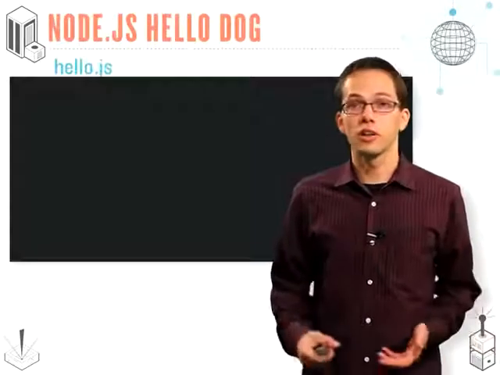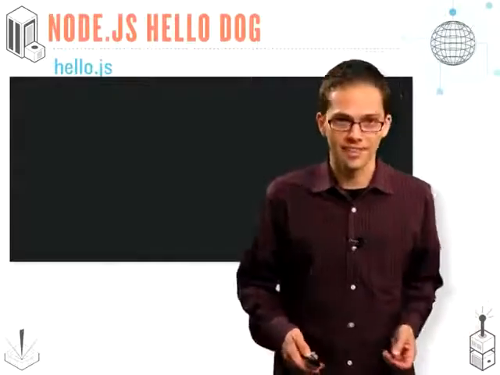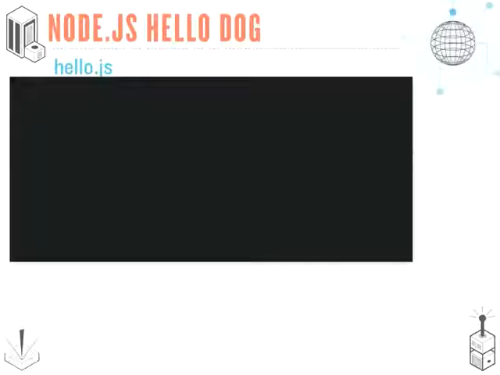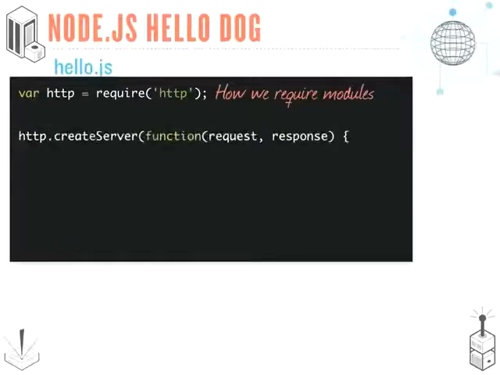Now it's time for our Node.js hello world, or in our case, let's do a hello dog. So our first line in this file, we need to require the HTTP module. So we're including another library. This is how we include libraries typically in Node. We're going to call the createServer function. That function takes as its single parameter a callback with request and response.